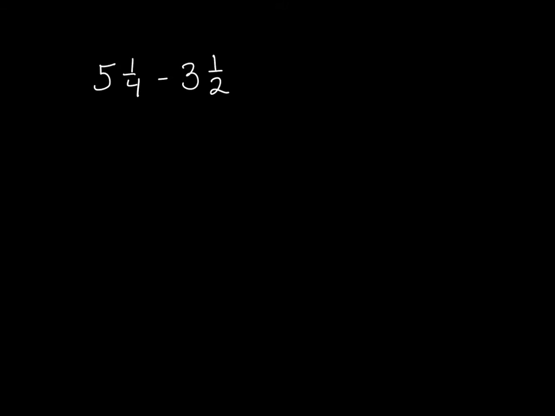Okay, 5 1/4 minus 3 1/2. Once again, first thing we need to do is make sure we have a common denominator, and we do not. So our denominator this time is going to be 4. The whole number part does not change. This denominator didn't change, it's just times 1, so that numerator is 1. This denominator has to be multiplied by 2, so we do 1 times 2, which is 2.